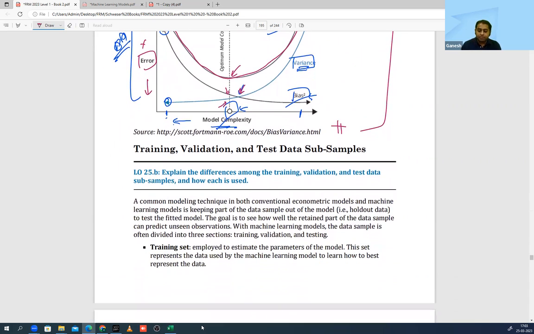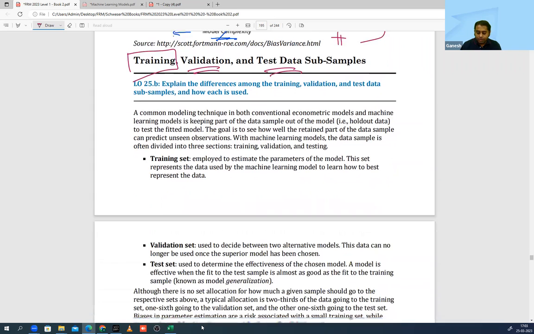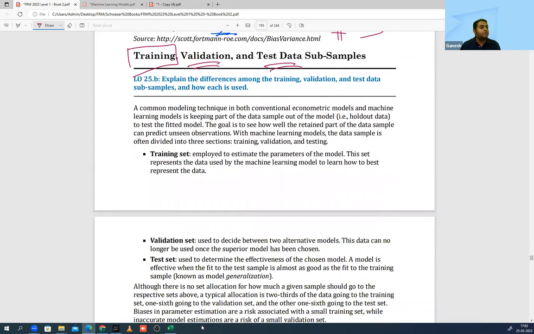How do we sort this problem? Training, validation, and test data. Okay. So basically, what is happening in a very simple language? Whatever total data that I had, I will bifurcate into 3 different parts. And I will use these 3 different parts for testing and for training my models. We'll do each one of them properly now.